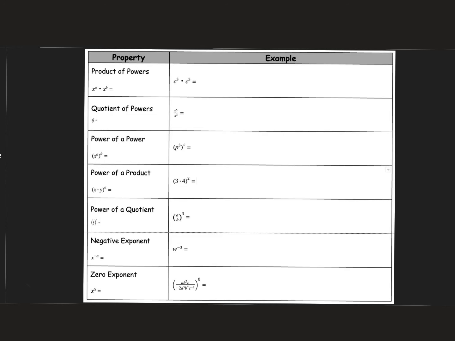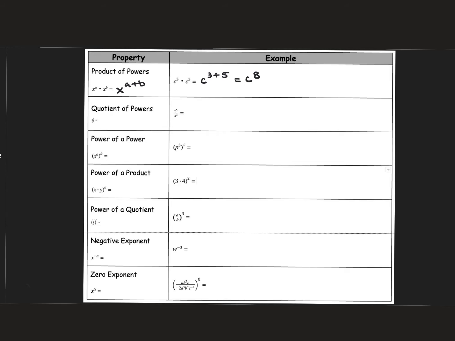All right, so with the product of powers as a review, we have x to the a times x to the b. So anytime you are multiplying like bases, you're going to add your exponents. So I have a plus b. So here I have a base of c. So I am adding 3 and 5 to give me c to the 8th.